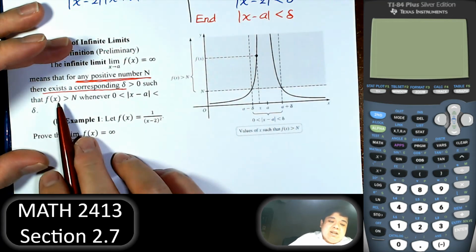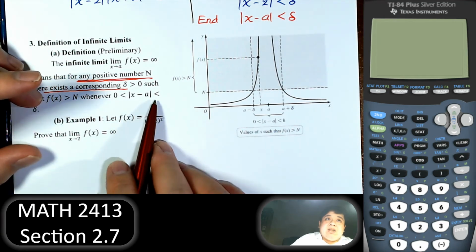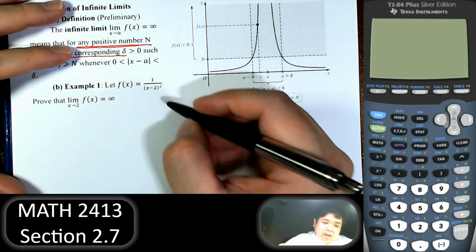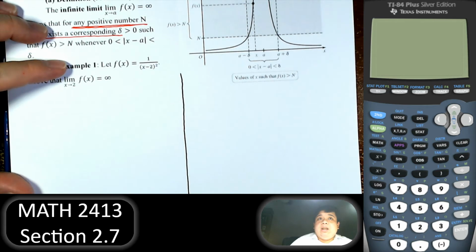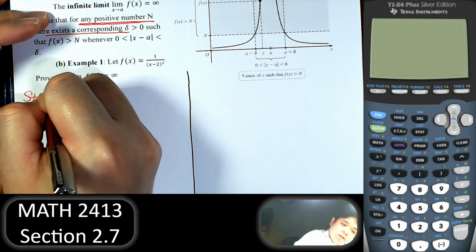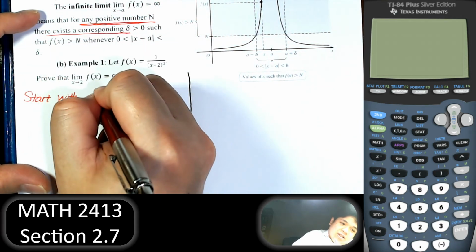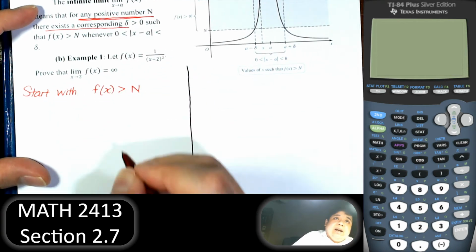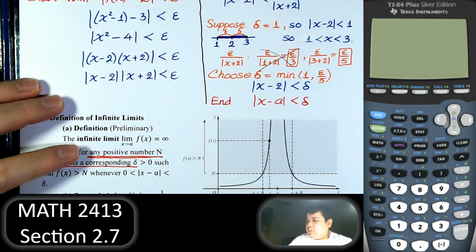And in that case, the function is bigger than n when the absolute value of x minus a is less than delta. So the proof of this: calculate the limit. We start with the scratch work, and then we write everything in reverse. So we start with this, f of x greater than n.